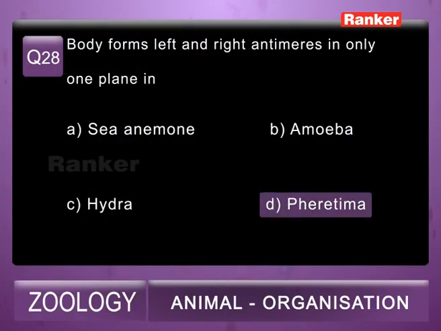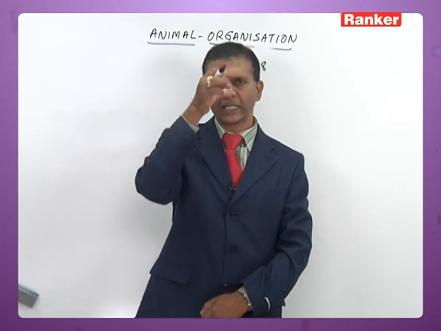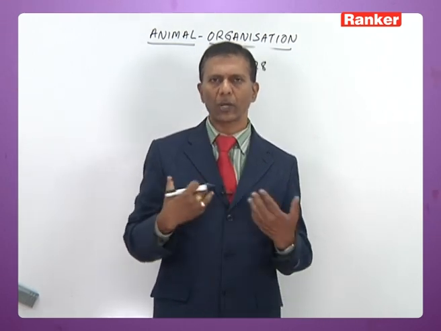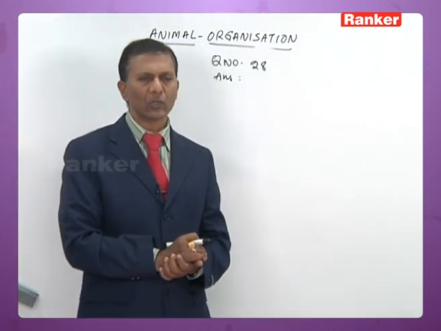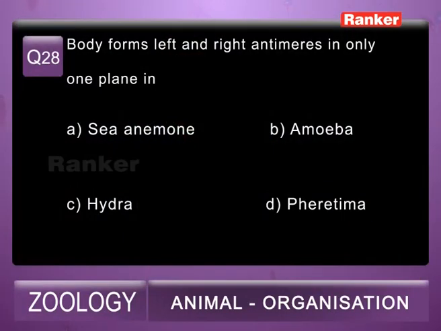Ferritima, because in bilaterally symmetrical animals, the animal is cut into two identical halves by a single median axis like this. It can be cut from dorsal to ventral so that you get two pieces, one towards the right, the other towards the left. So the 28th question's correct answer is D. Ferritima is the correct answer, that is bilateral symmetry.